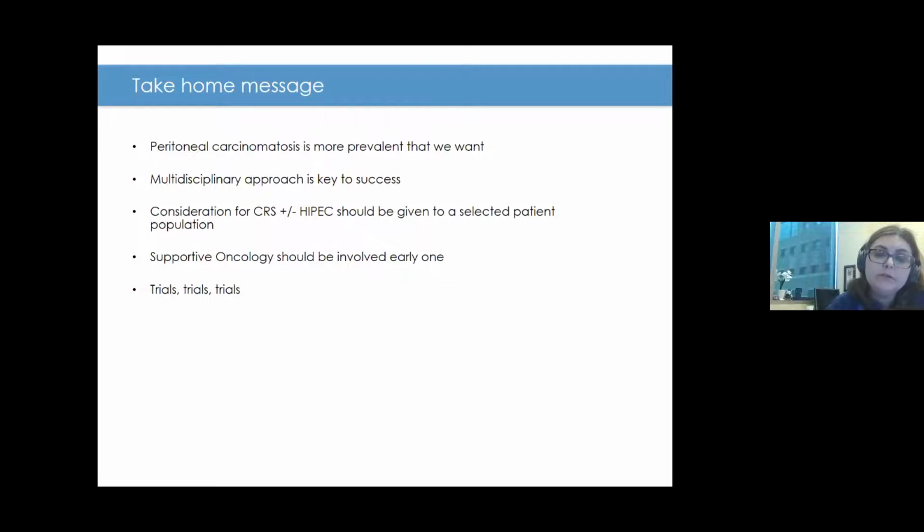And consideration for cytoreductive surgery plus or minus HIPEC should be given to a selected patient population in the right scenarios, in the patient that is fit and robust for that. And again, probably after having, in general, the biology of the disease shown to be favorable after some treatment with systemic therapy. I think supportive oncology should be involved early on, exactly because of that initial presentation that I mentioned to you. This is devastating to patients, and we need trials. This is an unmet need that we have to develop better strategies.